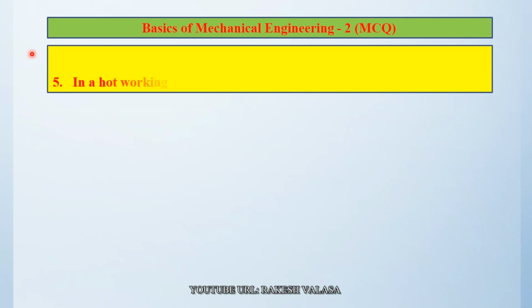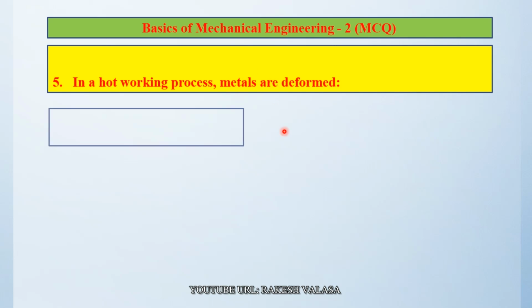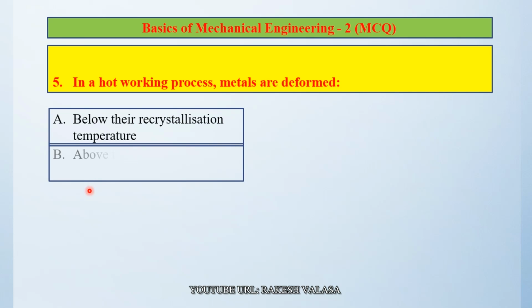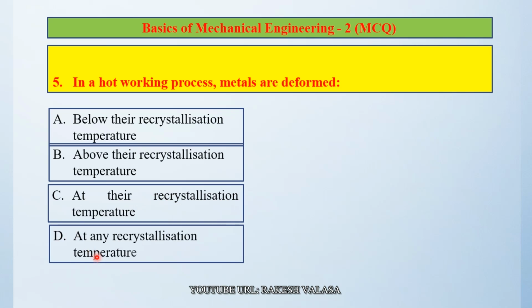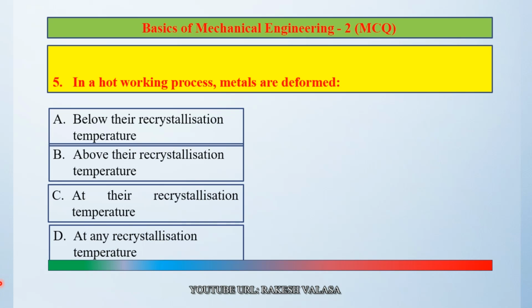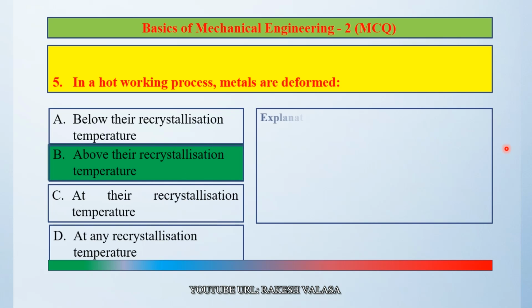Question number 5. In a hot working process, metals are deformed. Option A, below their recrystallization temperature. Option B, above their recrystallization temperature. Option C, at their recrystallization temperature. Option D, at any recrystallization temperature. The correct answer is option B, above their recrystallization temperature. Let us see the explanation.